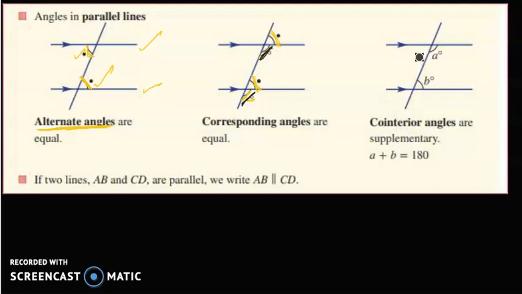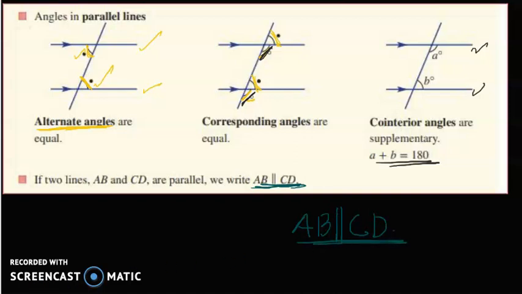Next figure illustrates co-interior angles. You can see here we have one pair of parallel lines, and the sum of the angles A and B together is 180 degrees. That is why we call them supplementary angles. Geometrically, if we have to represent two parallel lines, then they are represented in this way: AB parallel CD. This is how we represent two parallel lines.